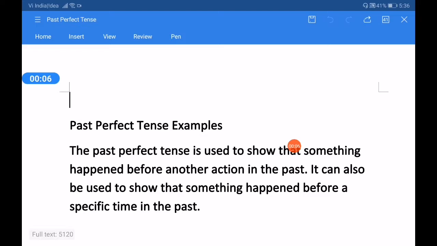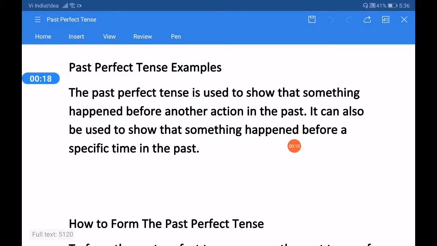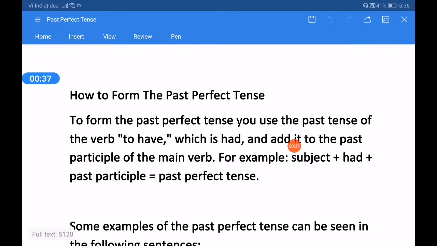Let us begin the rules of past perfect tense with examples. So, in the reference, we would like to know what is past perfect tense. The past perfect tense is used to show that something happened before another action in the past. It can also be used to show that something happened before a specific time in the past. Now, how to form the past perfect tense.